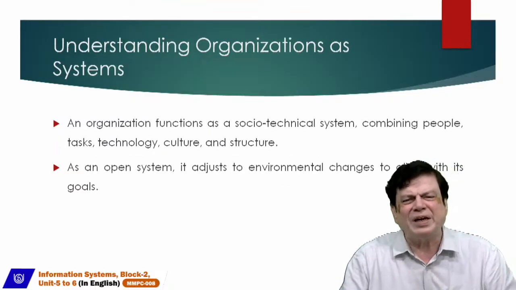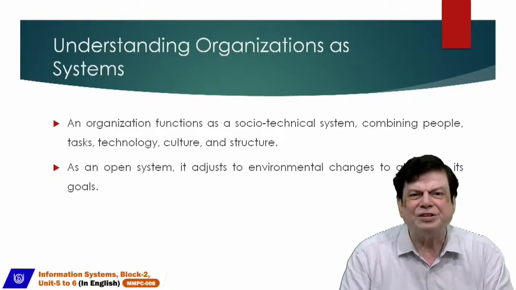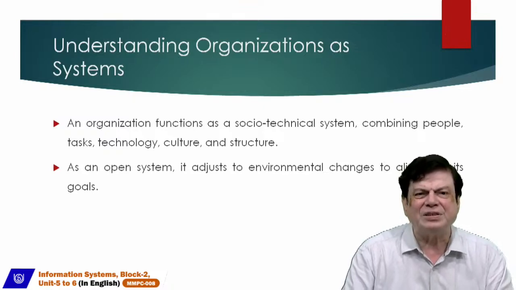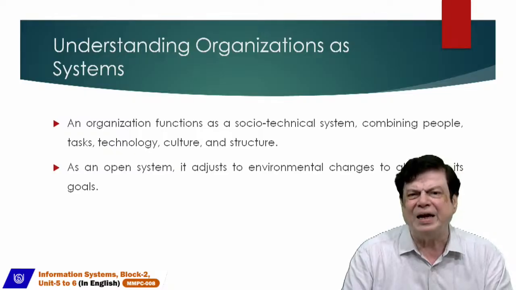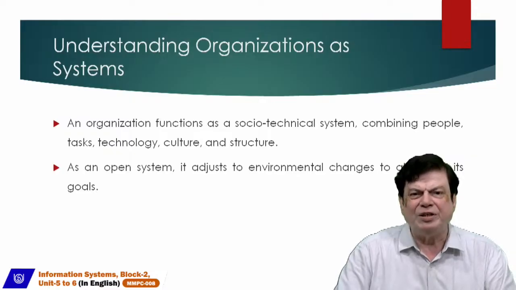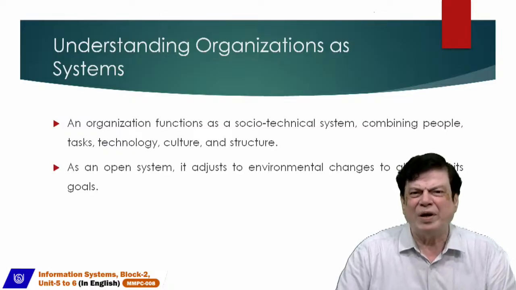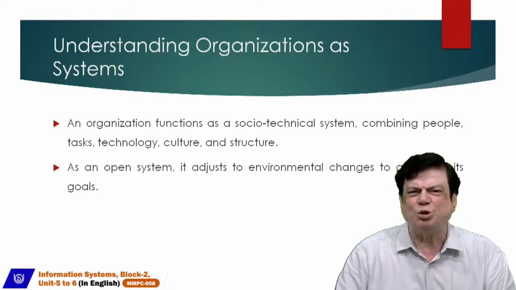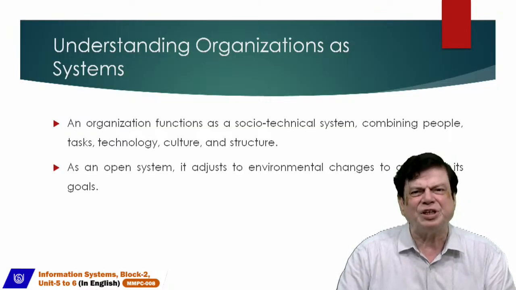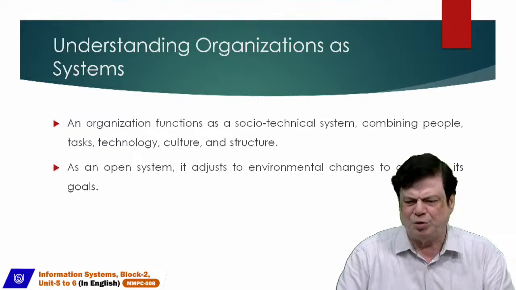Now, understanding organizations as systems. An organization functions as a socio-technical system combining people, tasks, technology, culture and structure. As an open system, it adjusts to environmental changes to align with its goals. So, an organization functions as a socio-technical system combining people, tasks, technology, culture and structure. As an open system, it adjusts to environmental changes to align with its goals.